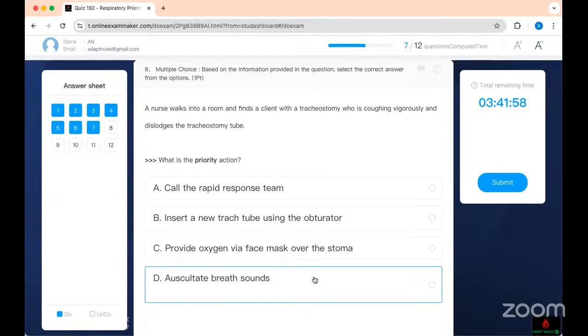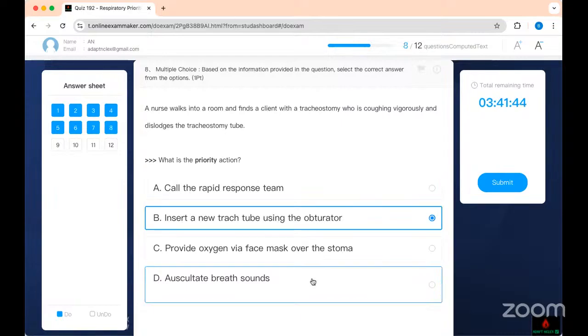Rapid response, yeah, they will come and help you. But the patient is going to be in distress. You should provide oxygen support before you call rapid response. You can insert the tube back; putting air through the stomach is irrelevant. Either you put the tube back or you cover the stoma. That's the most common scenario.